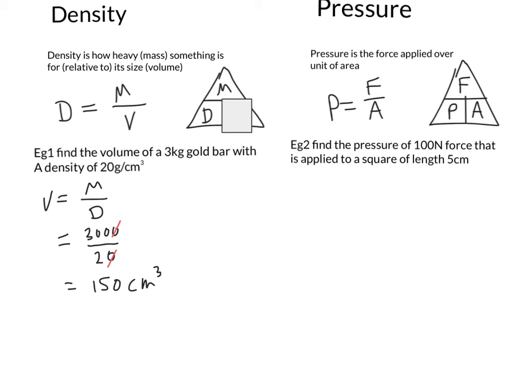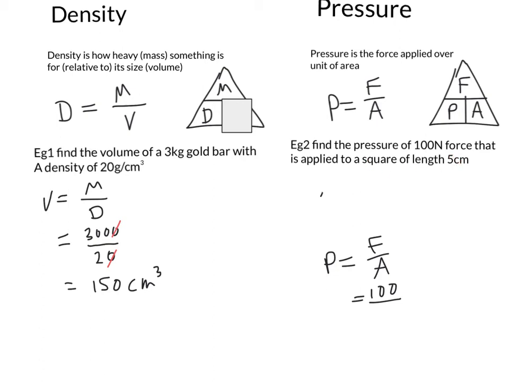Example 2. Find the pressure of 100 Newton force that is applied to a square of length 5 centimeters. So we're looking to find pressure. Pressure is force divided by area. So we can write that formula down. The force is 100 newtons, and the area we're not actually given. It says there's a square of length 5, but doesn't give us the area. But we need to find the area then.